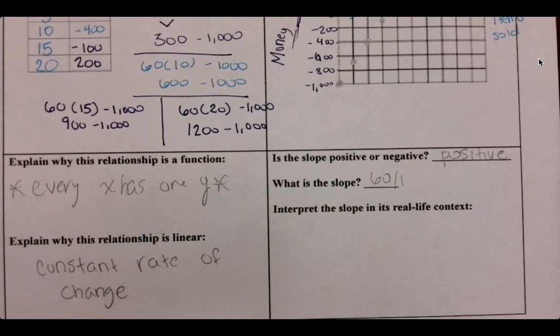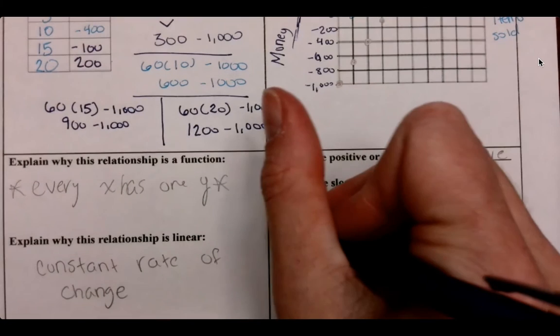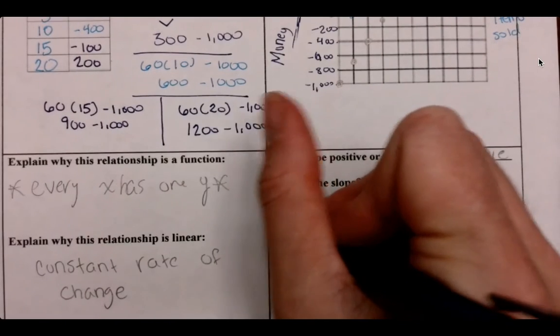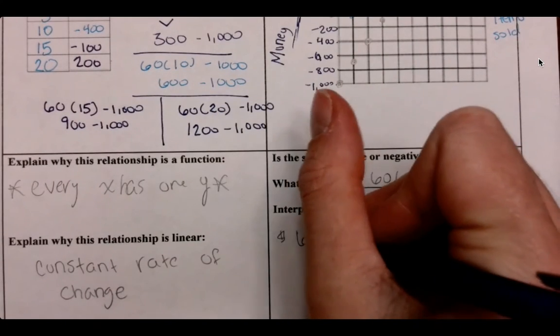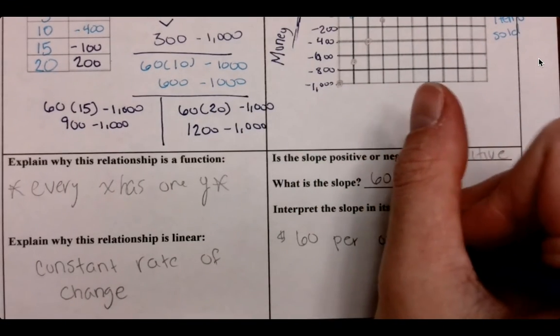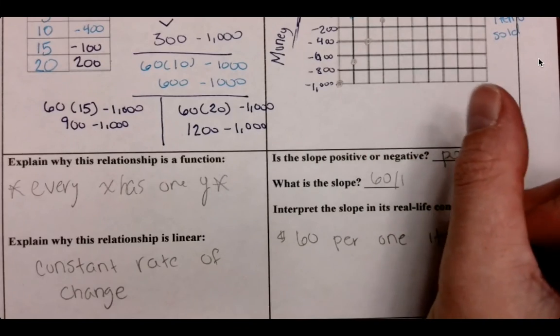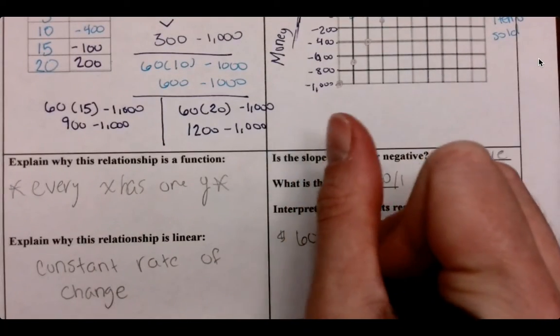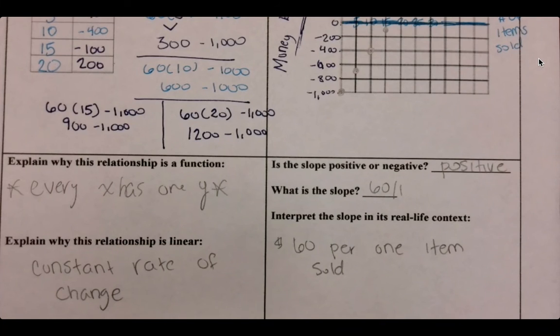Now, in the real life problem, we are making $60 per one item sold. Remember how last week we talked about that? And it was we have to use both the top of the slope, the change in y, and the bottom, the change in x. I'm making $60 for every item that I sell. Whether or not it's a profit, now that's a different story. But I'm still earning money, right?